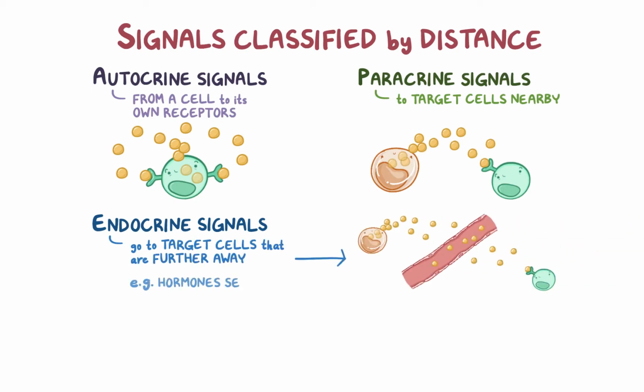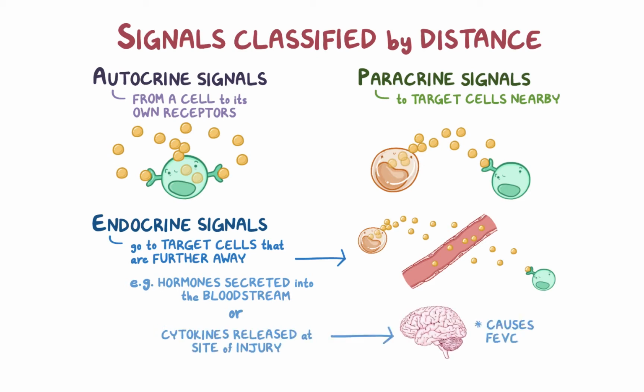Examples of these include hormones that are secreted into the bloodstream, as well as cytokines that can be released at the site of injury and act on the brain to cause a fever.